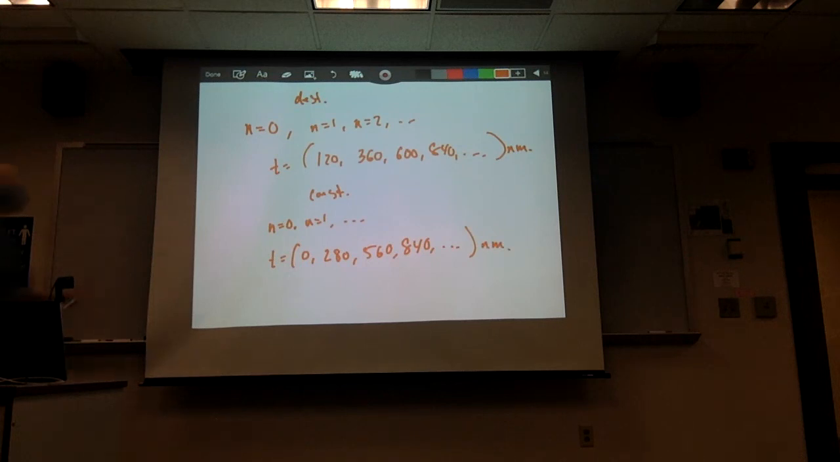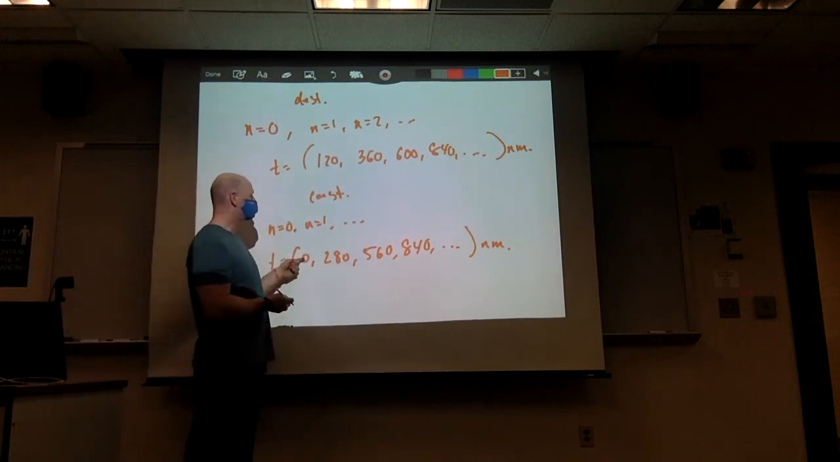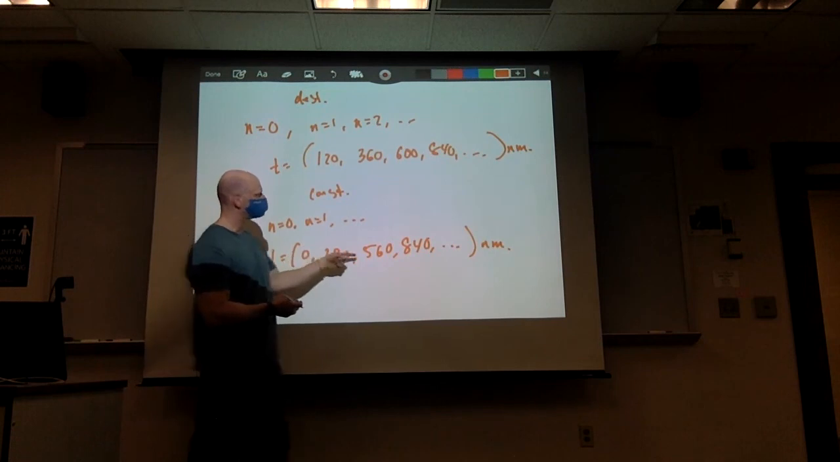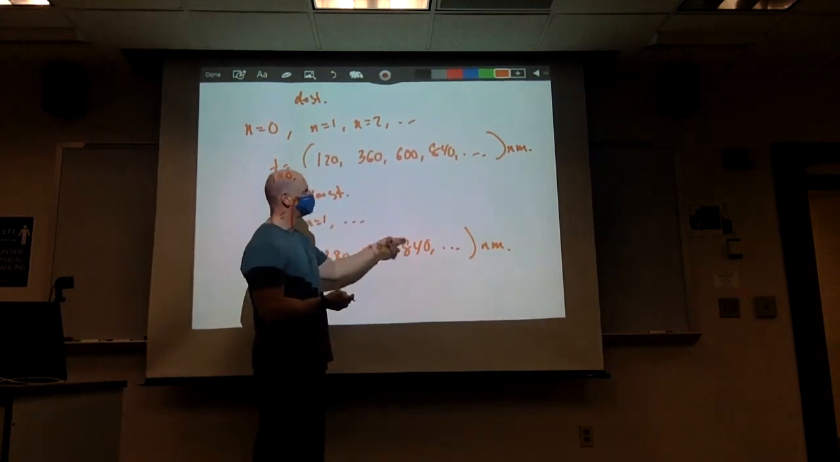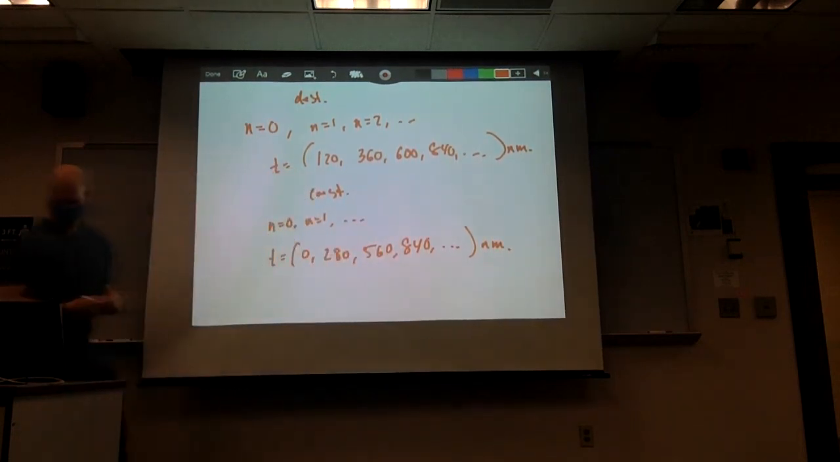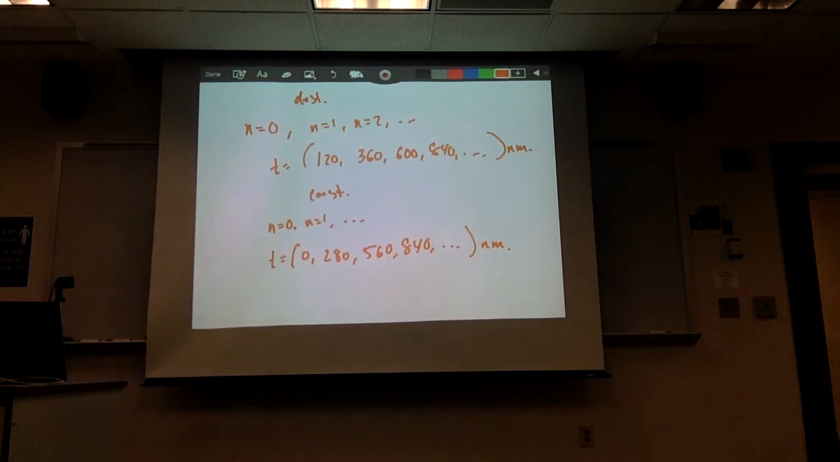Then I start comparing these and see if any are the same. Here I get 0 and 120, that's not the same. 280 and 360 is not the same. 560 and 600, that's not the same. But 840 and 840 are the same. So this means that the thickness of my acetone must be equal to 840 nanometers. So this is my thickness of the acetone.